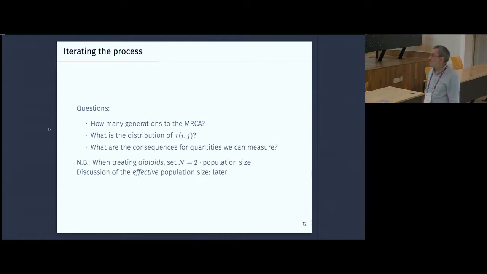So now we can ask, how many generations are needed to reach the most recent common ancestor? What is the distribution of the coalescence time? What are the consequences for quantities that we can measure? Now, this is a point which is interesting.